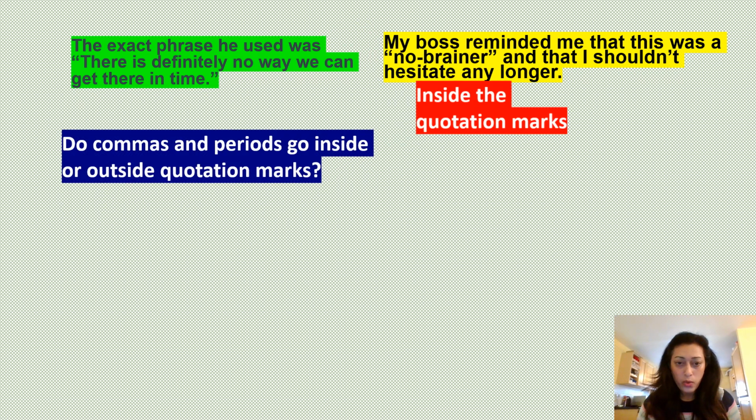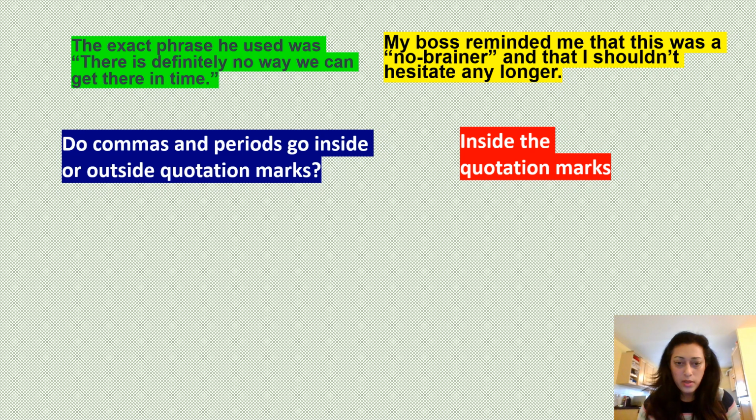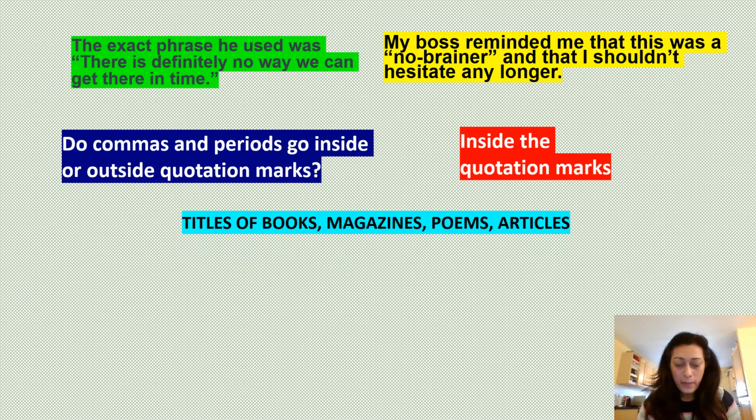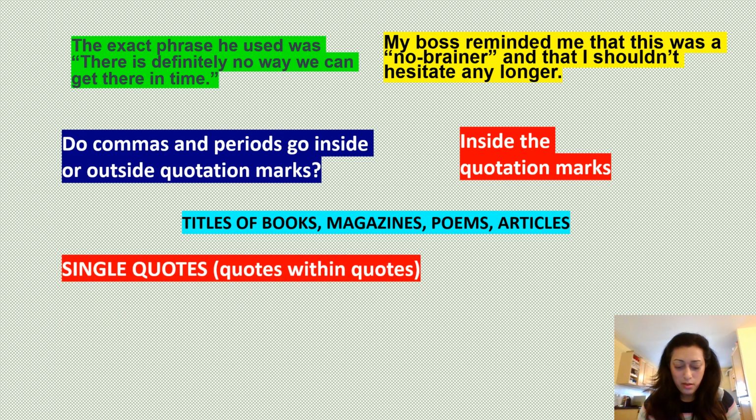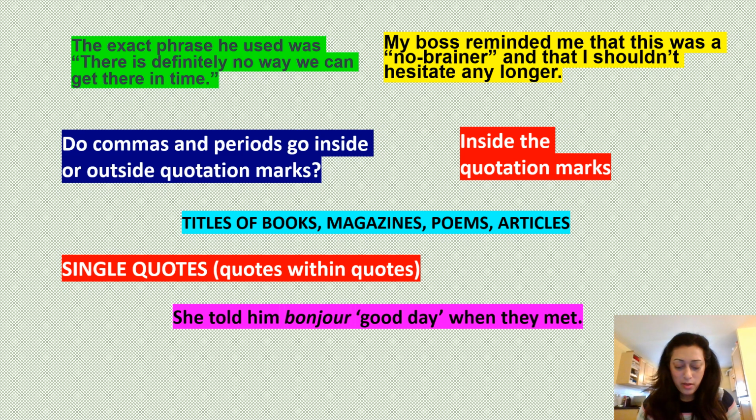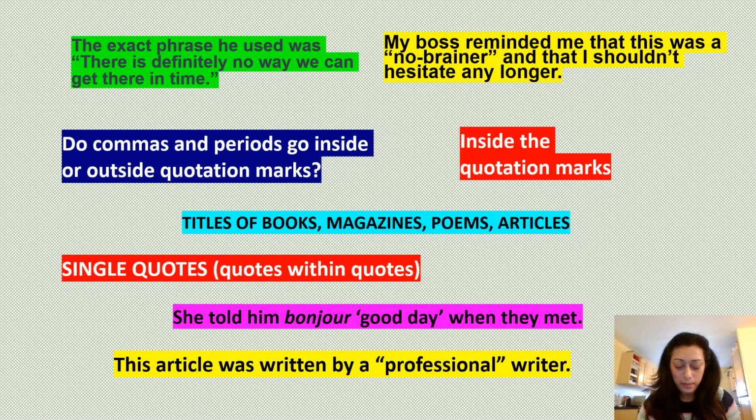So here, do commas and periods go inside or outside quotation marks? That's a very important question, and the answer is simple. It's inside the quotation marks. So please always remember that fact. Then it's also used for the titles of books, magazines, poems, articles. Titles of books, albums, magazines, newspapers, and other standalone and bigger bodies of work are usually italicized. Poems, chapters, articles, and smaller bodies of work which form a larger work are emphasized by using quotation marks.